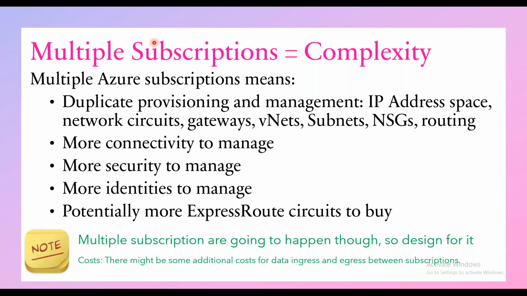But when you have multiple subscriptions, there will be more connectivity in terms of network to manage. There will be more security aspects to manage, because with multiple subscriptions you have more identities to manage. Potentially, there will be a lot of ExpressRoute circuits you need to buy, and also you need to set up a lot of landing zone aspects like IP address space, network gateways, network circuits, virtual networks, subnets, network security groups, routing tables, and so on. So there will be duplicate provisioning and management because of the multiple subscription concept.